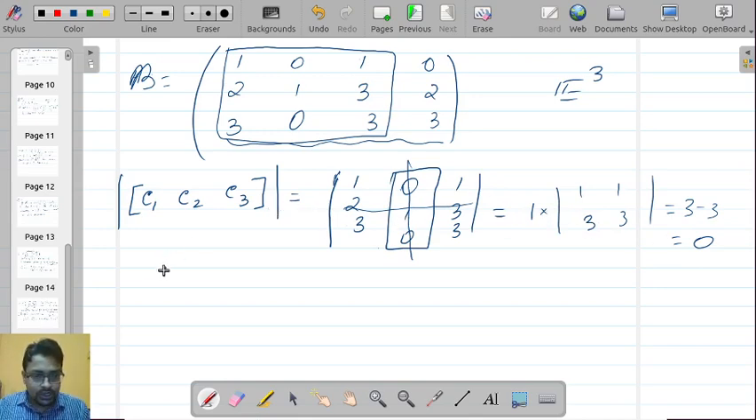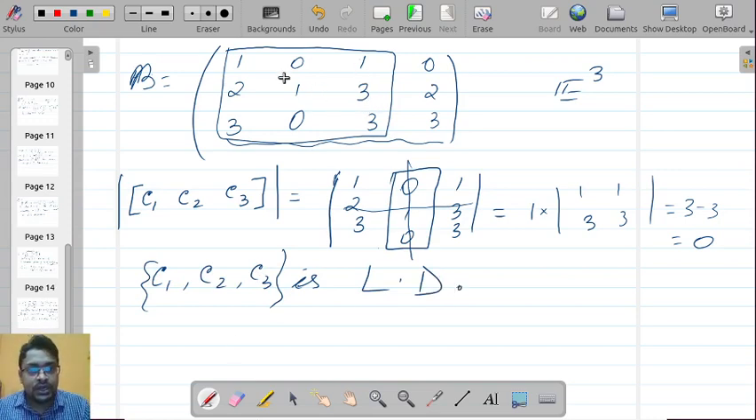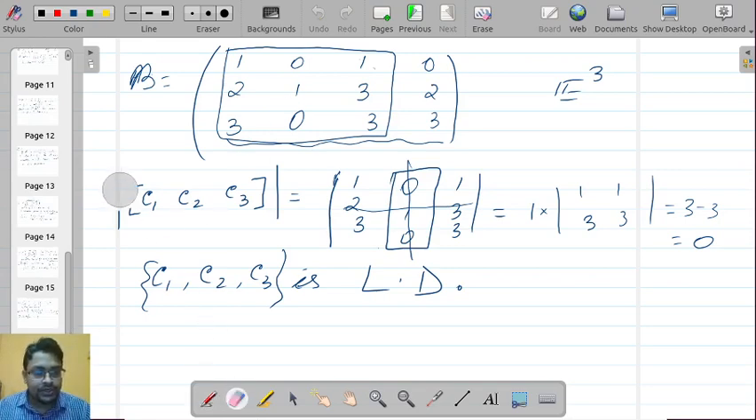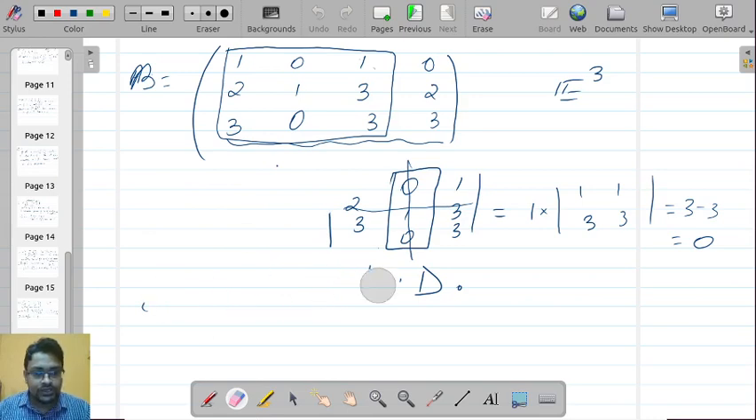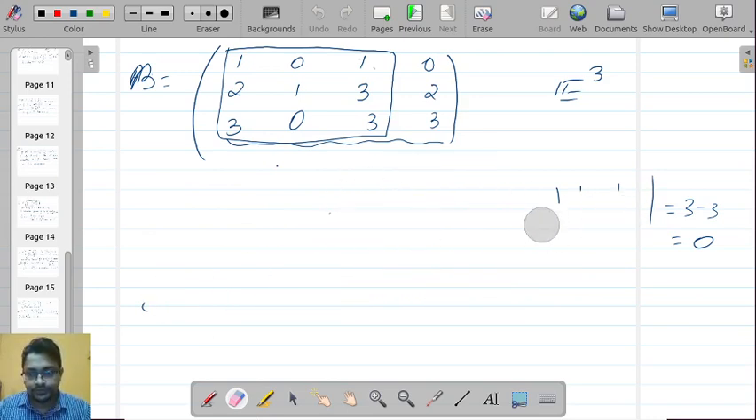So here C1, C2, C3, this set is linearly dependent. It's not independent. Now let us take C1, C2 and C4, and let us see what happens. Let me make a copy of this. So now I am considering C1, C2 and C4. Let's see whether it's linearly independent or not.